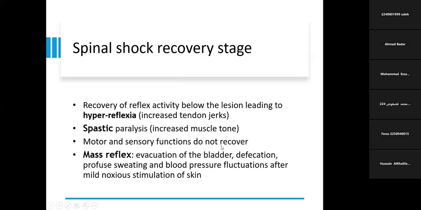Motor and sensory functions will not come back. Khalas, they will not come back. You cannot repair the spinal cord.